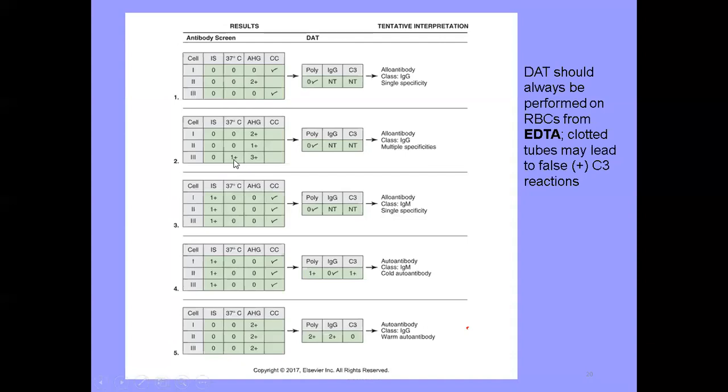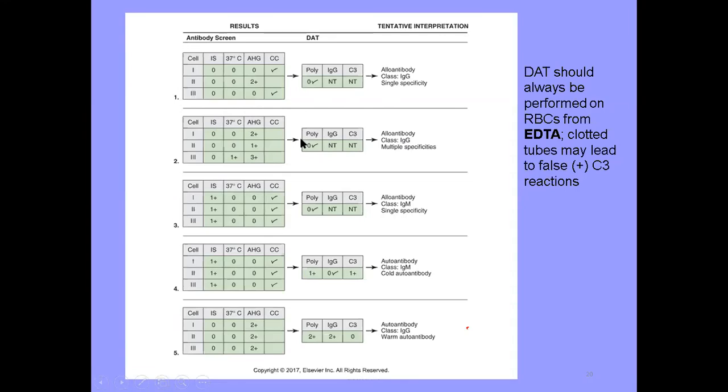That typically happens when we have a reaction that starts at 37. It will often become stronger with AHG because remember, AHG enhances reactions. So these look clinically significant. Anything reacting at 37 and/or AHG is clinically significant, and we want to say it's IgG. Once again, they did the DAT with polyspecific, got a negative result, check cells were good, no need to test with the monospecific.